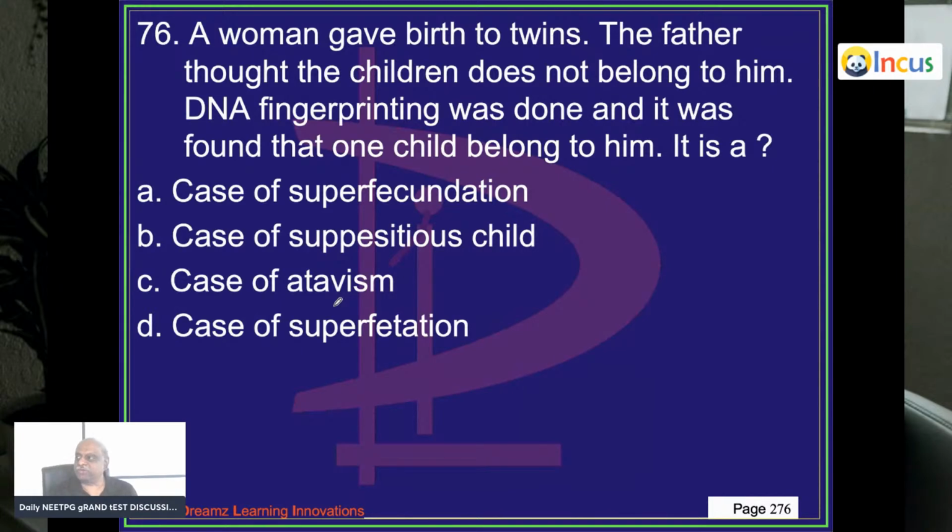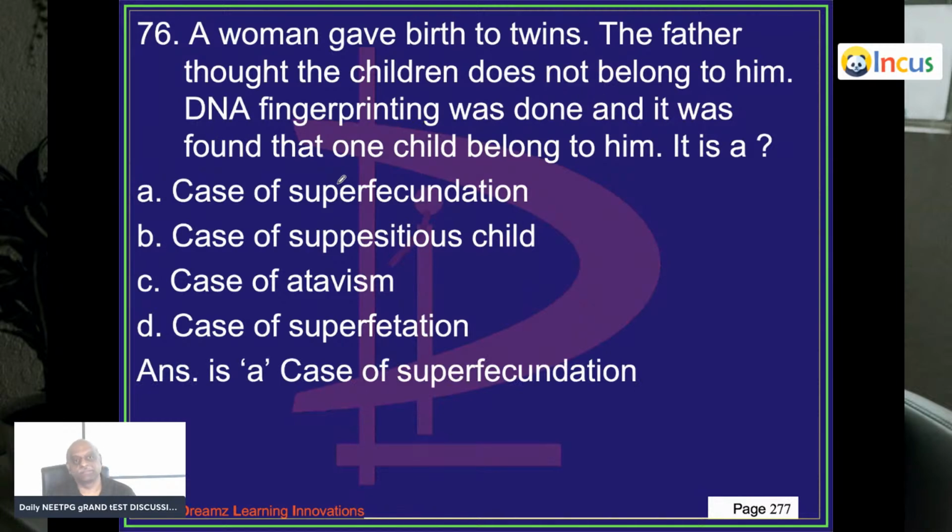Woman gave birth to twins. The father thought the children do not belong to him. DNA fingerprinting was done. He found that one child belonged to him. After becoming pregnant, once more becoming pregnant, is generally one pregnancy. First pregnancy is because of the regular husband, other is because of the other partner. Oh, right? So that is a case of superfecundation.